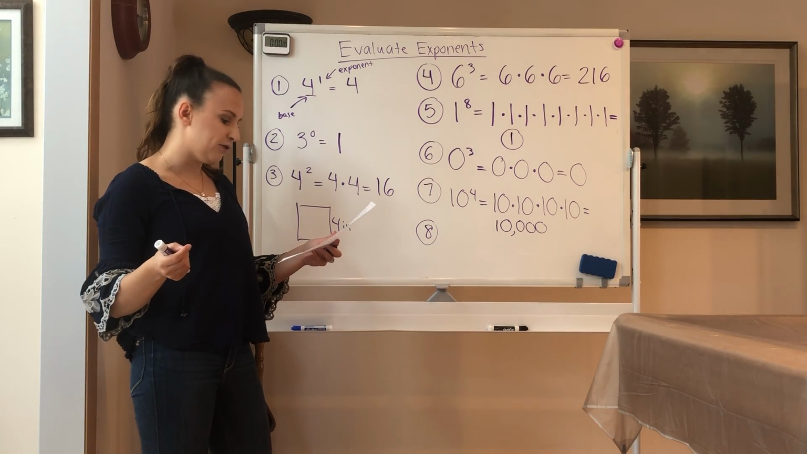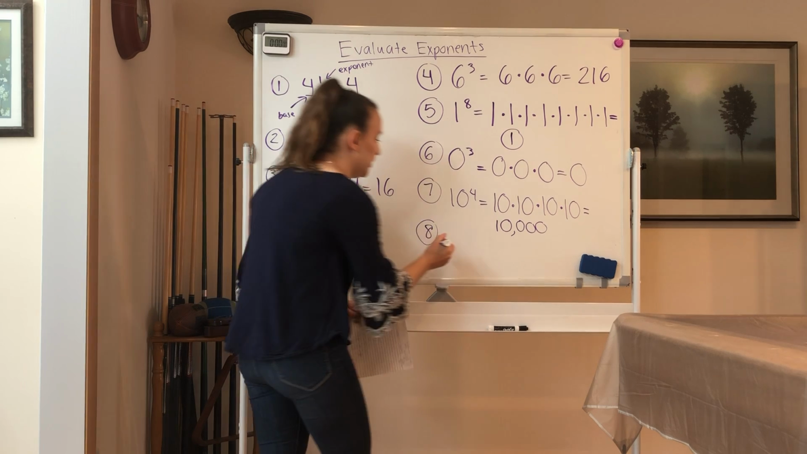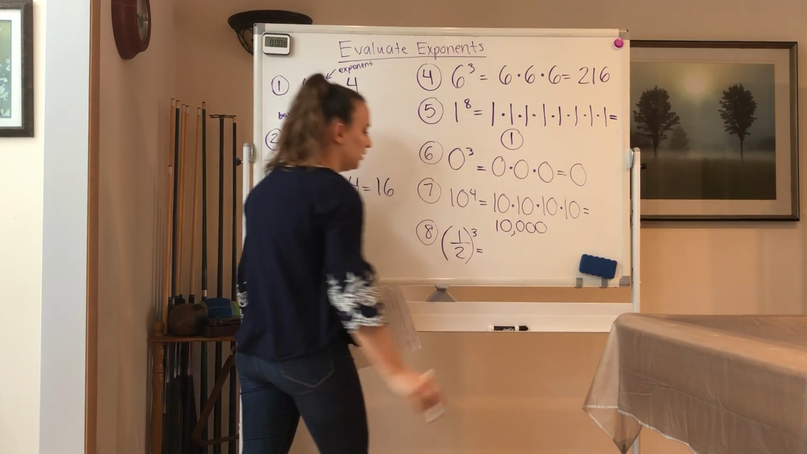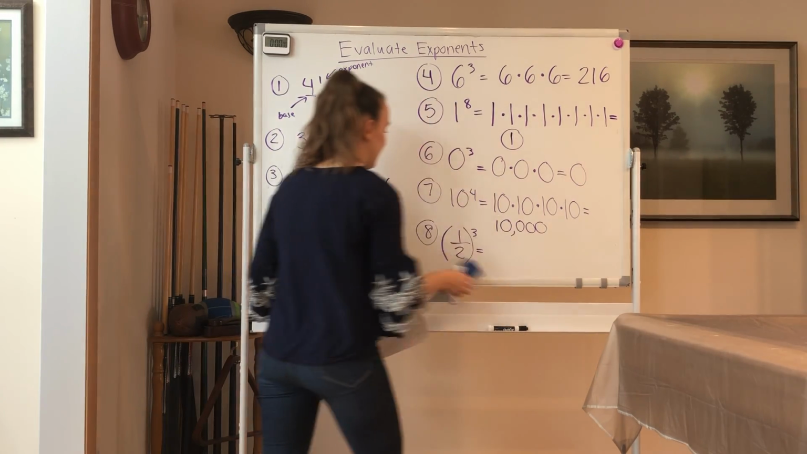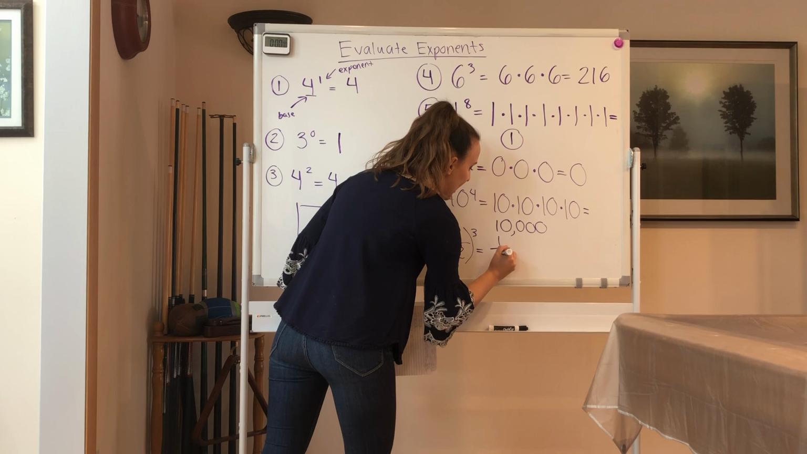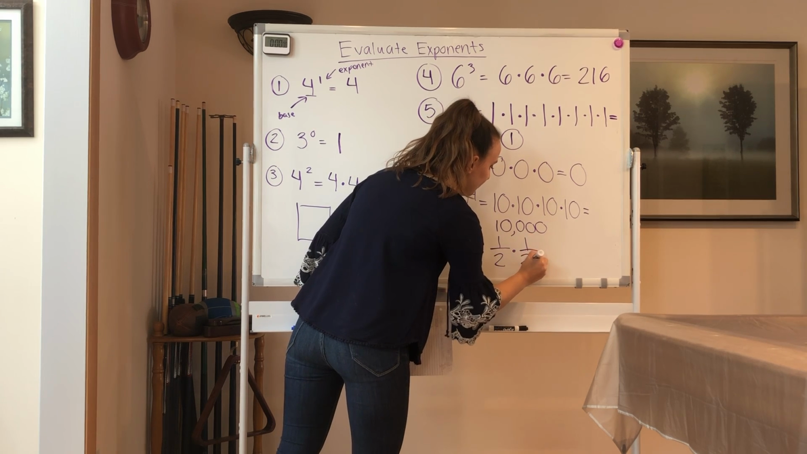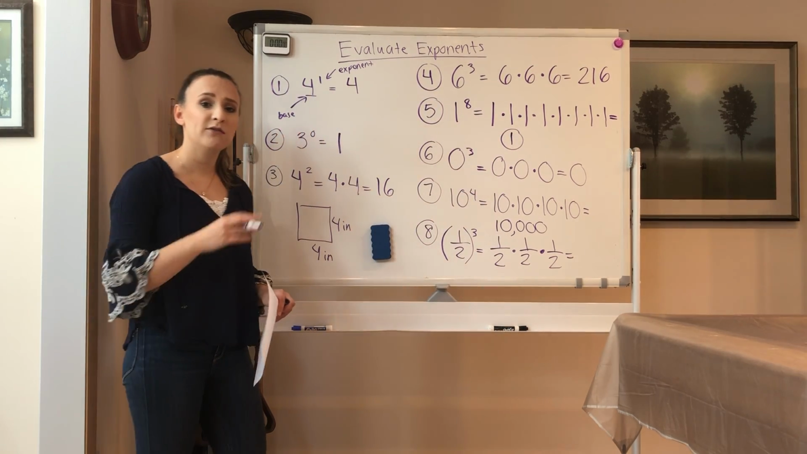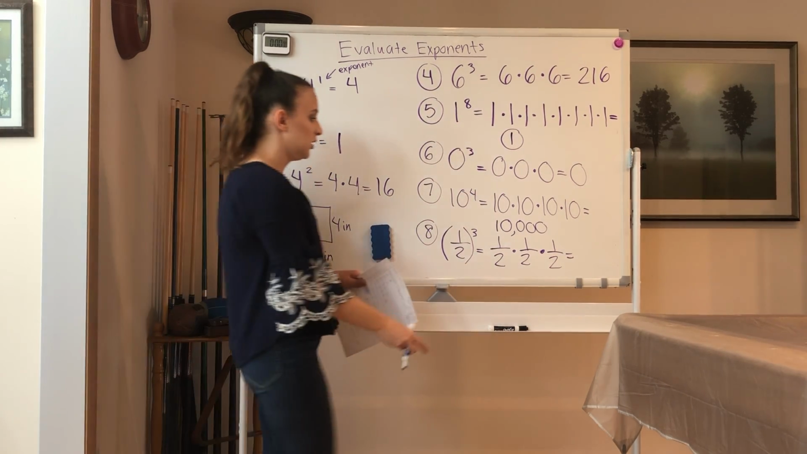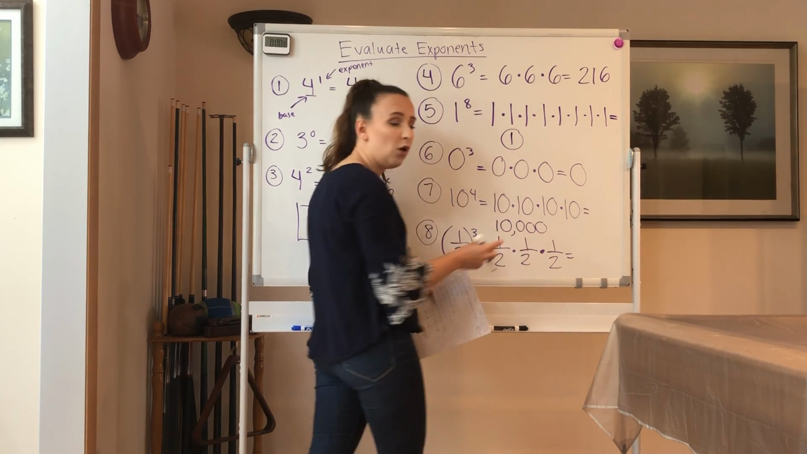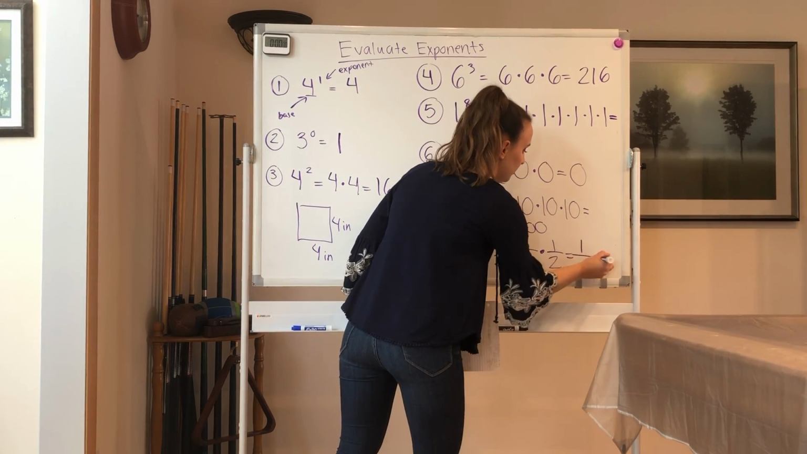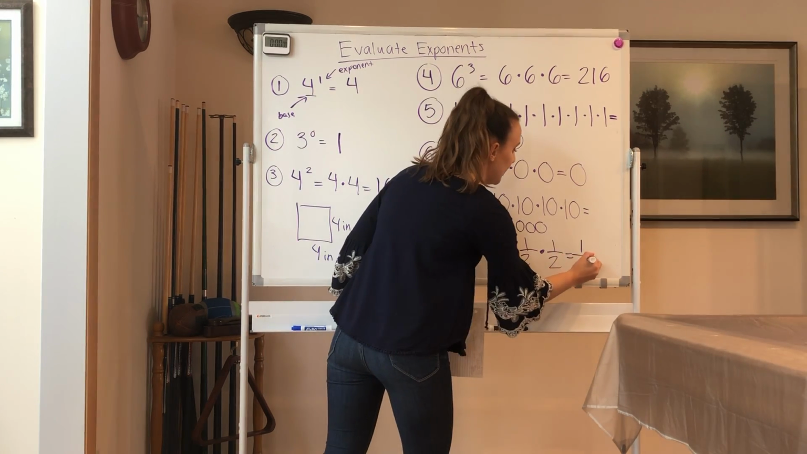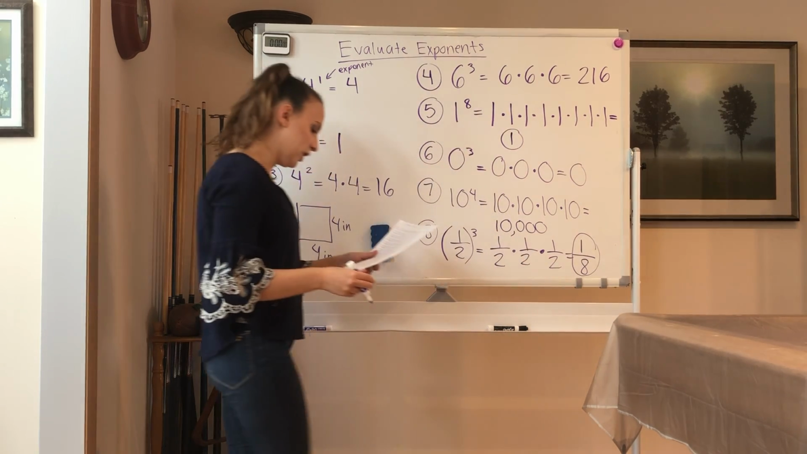Okay, number 8, we're going into fractions and decimals now with exponents. So 1/2 to the 3rd power is 1/2 times 1/2 times 1/2. When you multiply fractions, you can just multiply across. 1 times 1 times 1 is 1. 2 times 2 times 2 is 8. So the answer is 1/8.